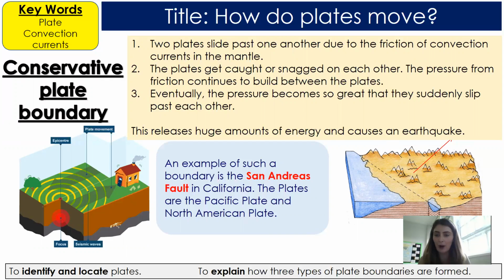Now eventually that pressure is going to be overcome, so there's a sudden slip in the 2 plates, and this causes a huge amount of energy to be released, and this is the cause of an earthquake. So an example of this boundary could be the San Andreas Fault, which is in California, which is where 2 plates are meeting and sliding past one another.